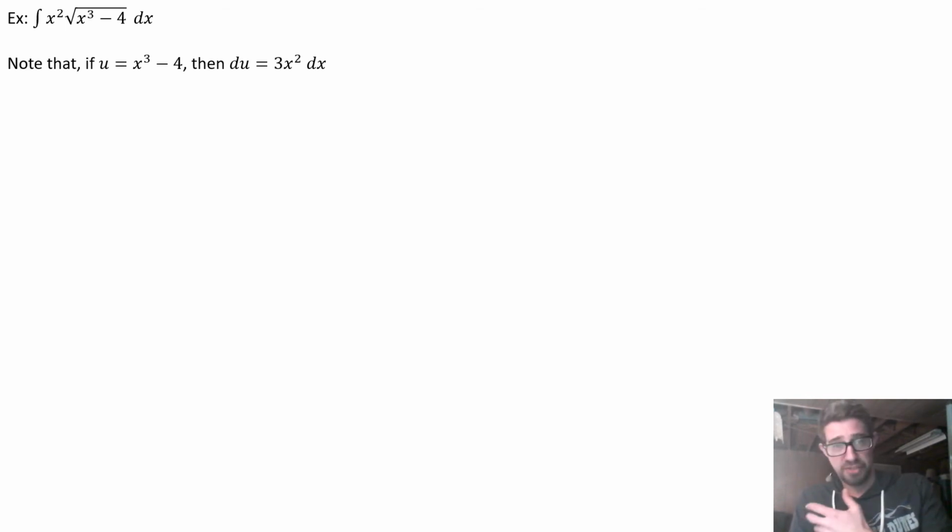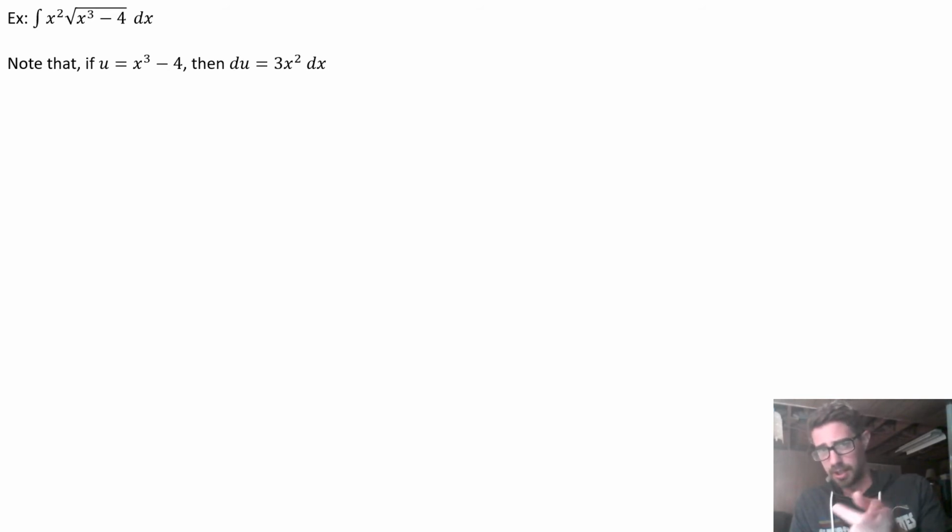Okay, so again, that's the only reason this works: if u is that thing in there, you don't really have a choice for what u is, it's inside of something else, then du gives you 3x squared dx. Now, what do we got in our integral? We have x squared dx, right? We don't have a 3.